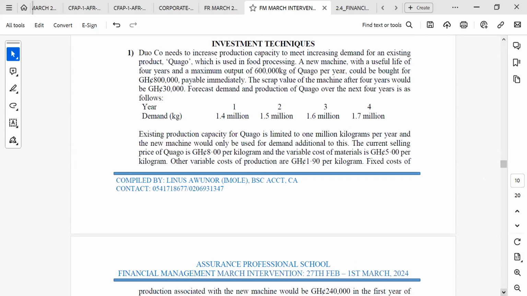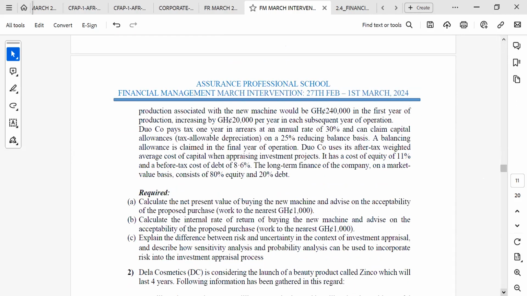Required: A. Calculate the net present value of buying the new machine and advise on the acceptability of the proposed purchase. Work to the nearest thousand. B. Calculate the internal rate of return of buying the new machine and advise on the acceptability of the proposed purchase. Work to the nearest thousand.